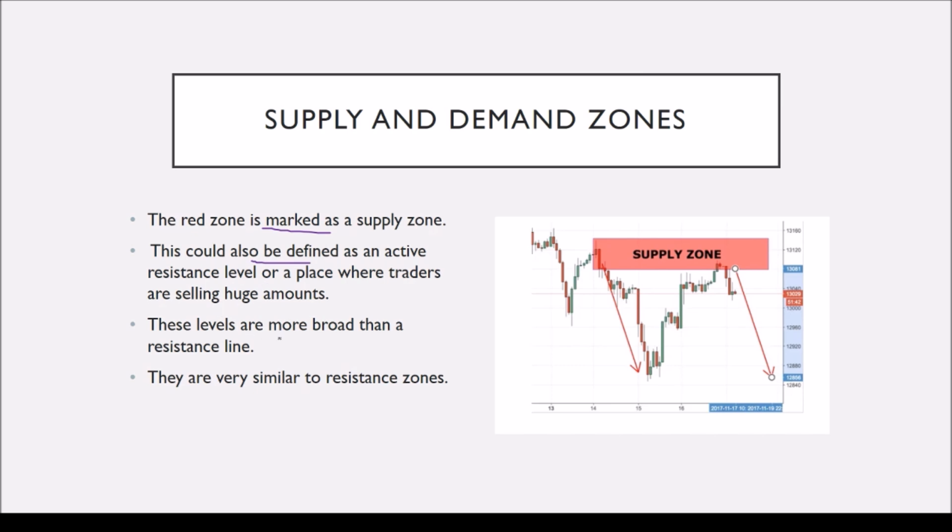These levels are broader than resistance lines. Basically, we know that a resistance line will be a single profile where we would expect to see the market reverse. But a supply zone is basically a region, and I'll show you how to draw it later, so make sure you watch to the end. They are similar to resistance zones, but different in that they cover a larger region.